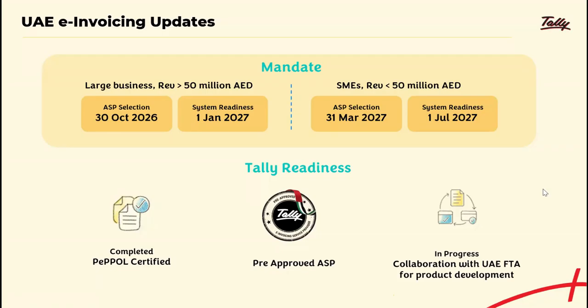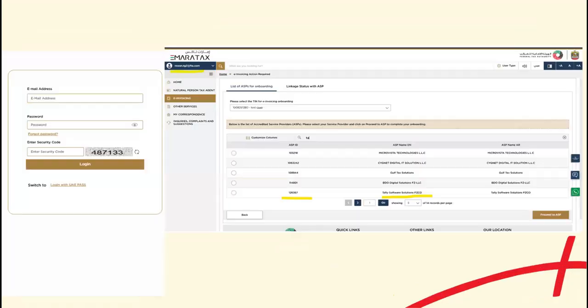Done. Now, how can we do the selection of the ASP? It's very simple. You can just log into the Amara Tax portal. On the left hand side, you can see e-invoicing. You can go to e-invoicing. Put the TRN number, select the particular TIN number. Whatever TIN number you have, select the particular TIN number. Once you select it, then you can select the ASP.